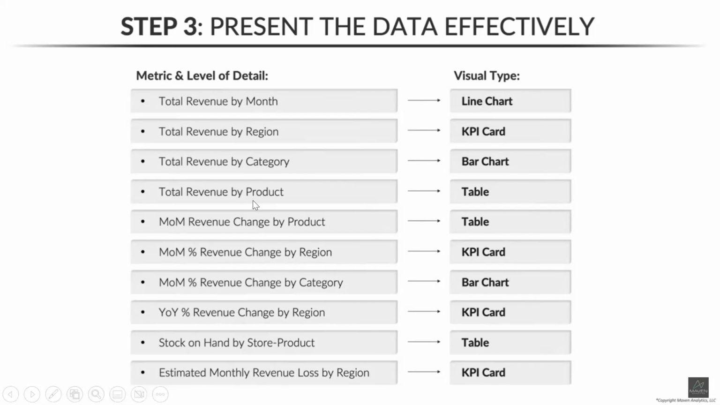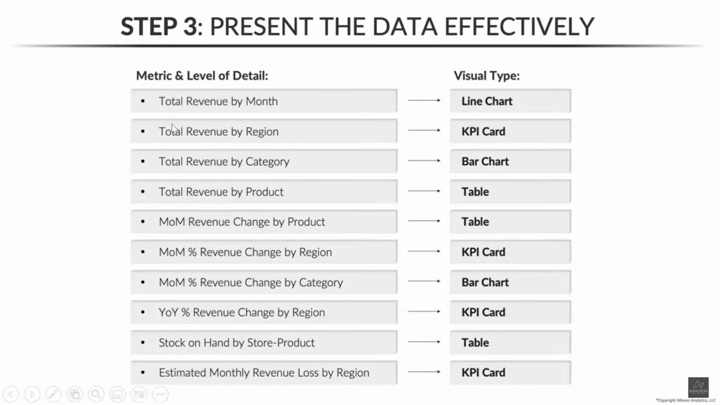And revenue by product also, you can show a table, because product wise I want to show which products are impacting. If I show them in detail, product name, category, all this information, that will definitely help them. And month on month revenue change by product, and month on month percentage revenue change by region.